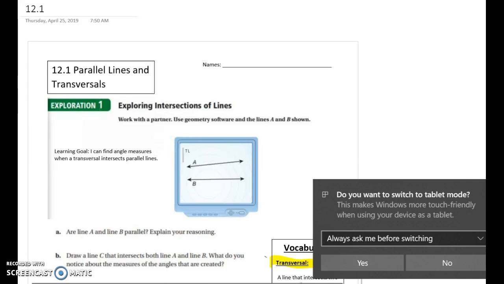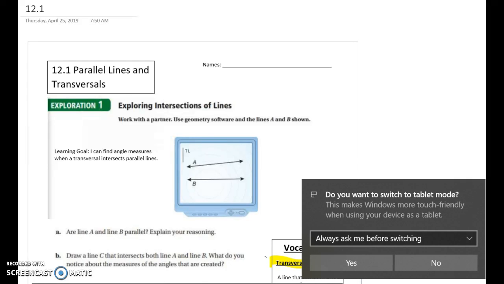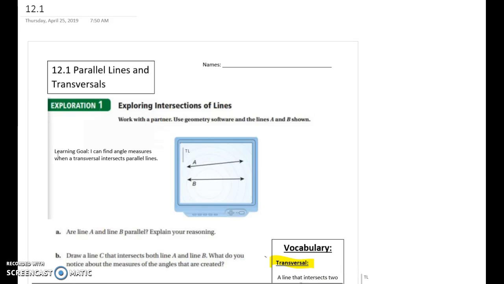Right, so today we're starting 12.1, which is parallel lines and transversals. What we're going to be learning, which is stated in our learning goal that I want you to write down, is that I can find angle measures when a transversal intersects parallel lines.